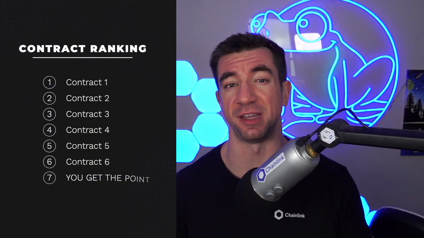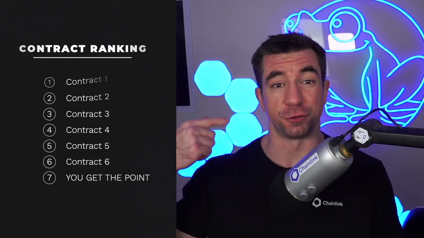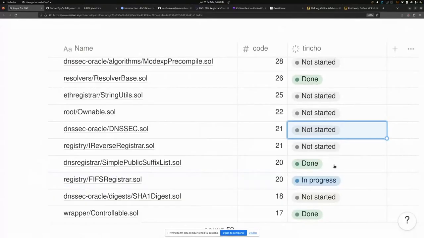So this is his next step. He either uses Solidity Metrics or CLOC, ranks all the contracts that he needs to audit based on complexity, and starts going through it, moving contracts from not started to in progress to done. A very organized approach. When you do this alone, it might seem silly, but when you work in teams, it's quite important.